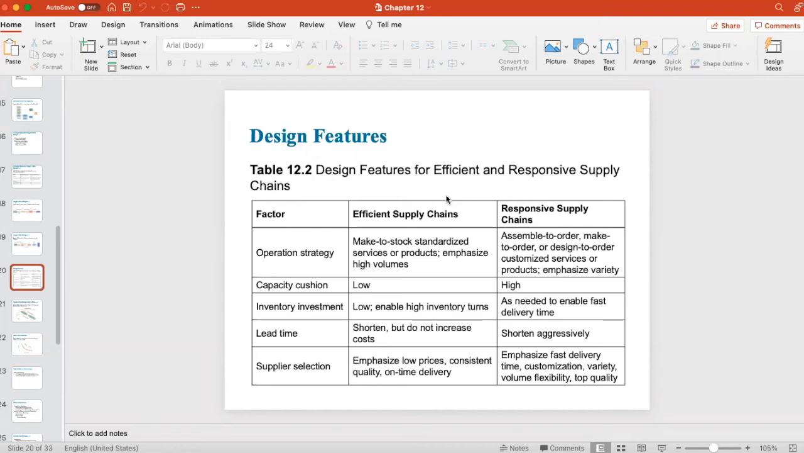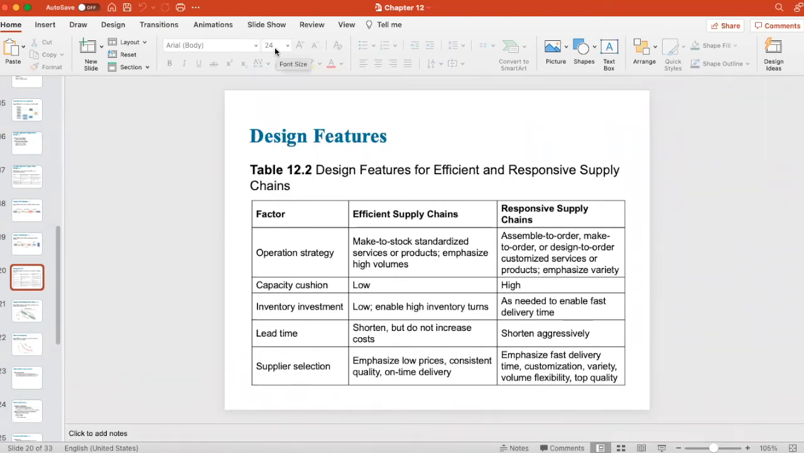And then lastly, from the supplier selection perspective, within the efficient supply chain, as I said, the product or service itself is more standardized. So that's why we are more emphasizing the low price when we pick up the supplier. All right. And we definitely try to work with our supplier in order to reach a consistent quality level and also want to reach the on-time delivery level. All right.